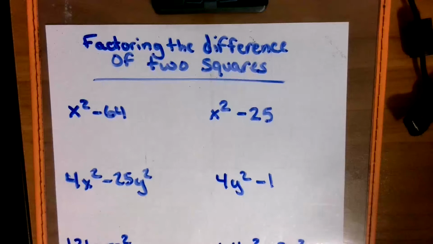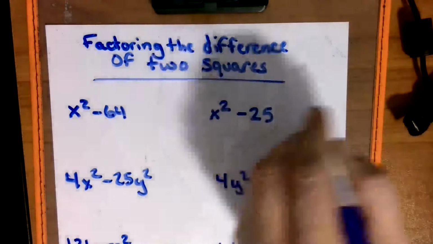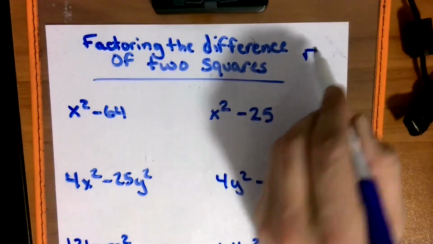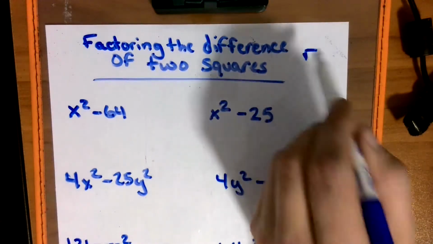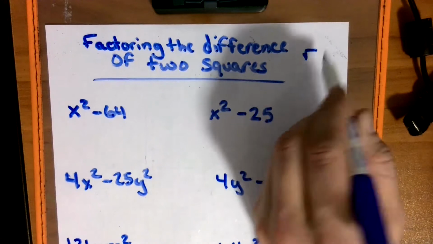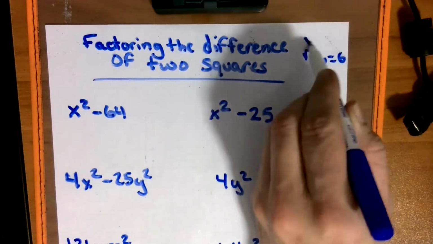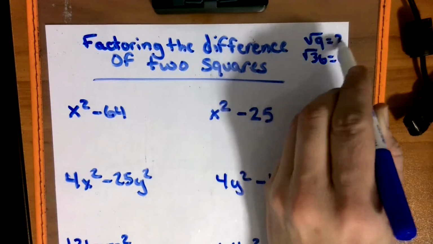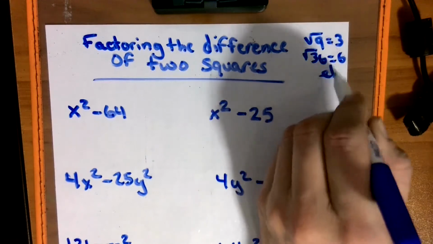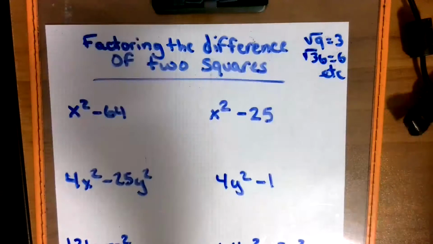All right, so we're going to factor the difference of two squares. And what that means is the squares are like square root numbers, so numbers that come out clean if they're in a square root, kind of like the square root of 36 equals 6, the square root of 9 equals 3, etc. Okay, that's what that means.